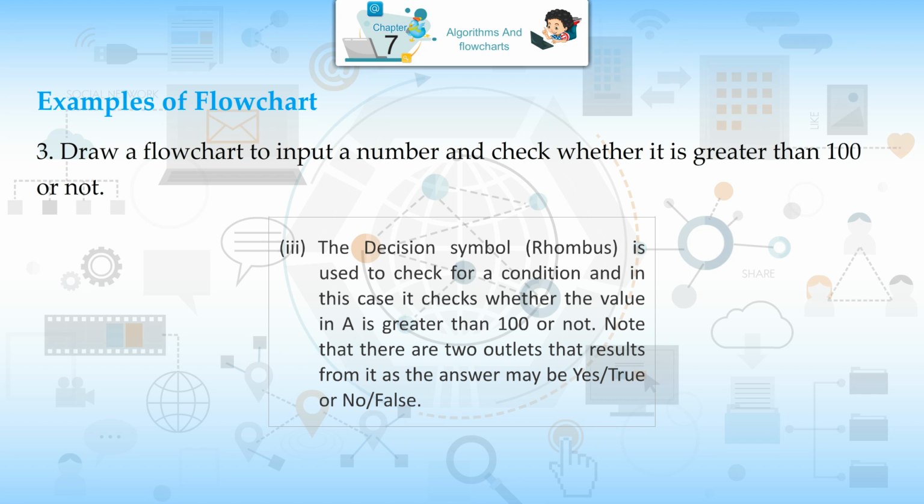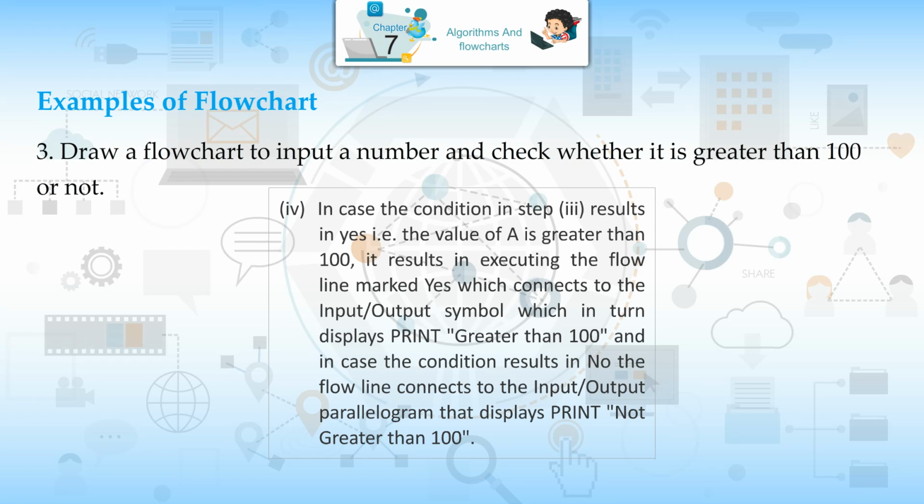Note that there are two outlets that result from it, as the answer may be yes (true) or no (false). Fourth, in case the condition in step 3 results in yes, that is, the value of A is greater than 100, it results in executing the flow line marked yes, which connects to the input or output symbol, which in turn displays print greater than 100.